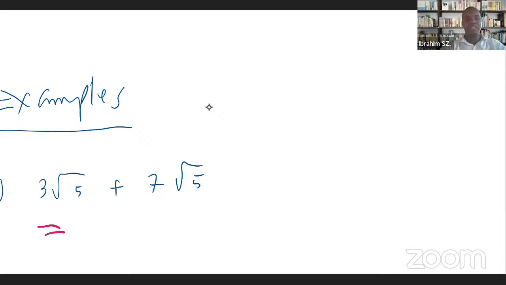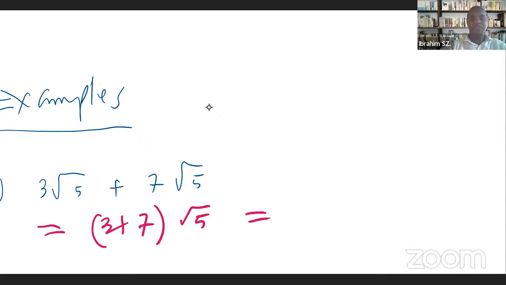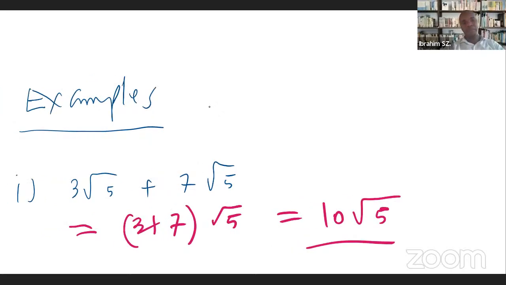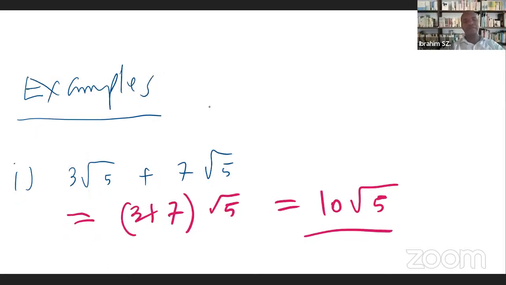So we are going to do additions. Basically, you're going to take root 5 out of the bracket. So I'm going to say it is 3 plus 7 out of the bracket, root 5. And the result is going to be 10 root 5. So that is the first example.